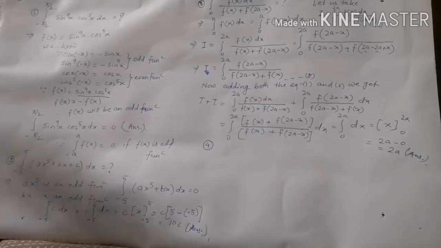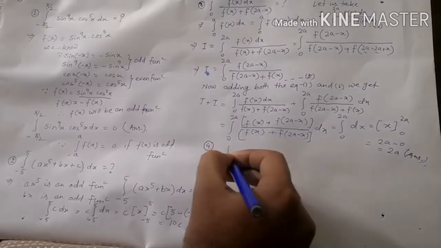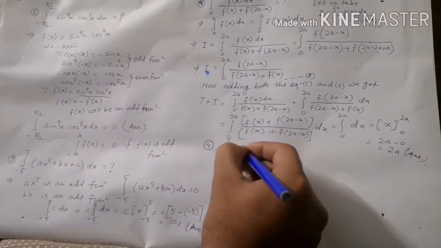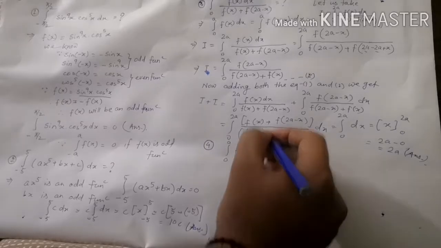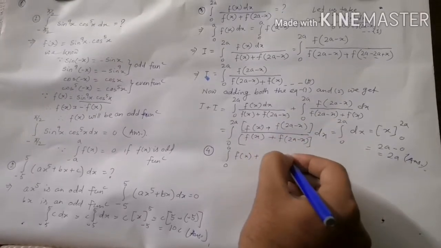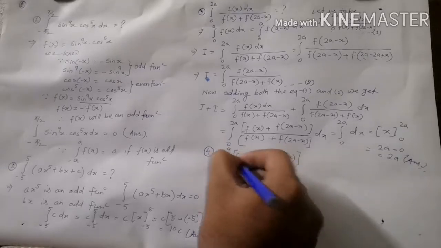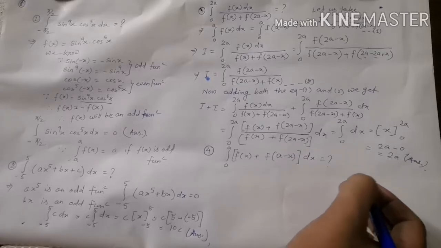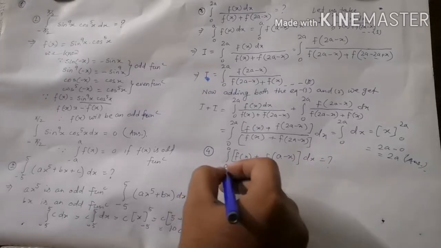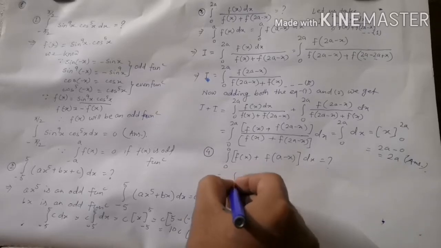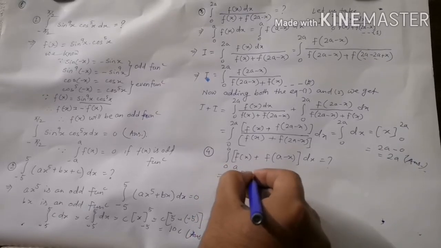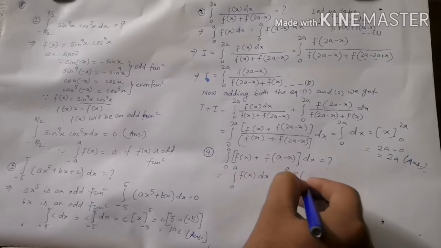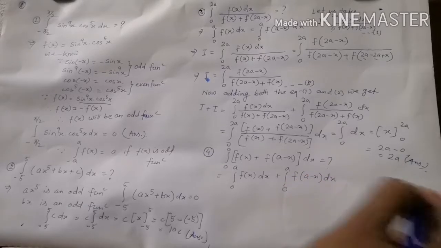Now the question number 4 is integration 0 to a, f(x) plus f(a minus x) dx equal to how much? Actually this is a short question, maybe comes for 2 marks. So we can split it like this: 0 to a f(x) dx plus integration 0 to a f(a minus x) dx.